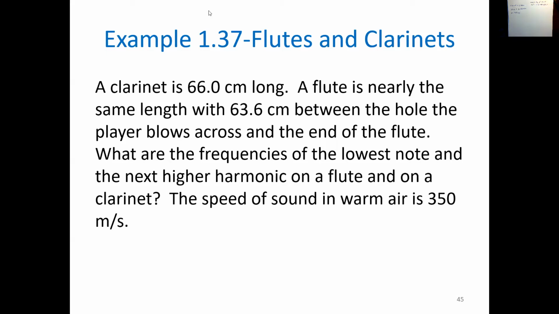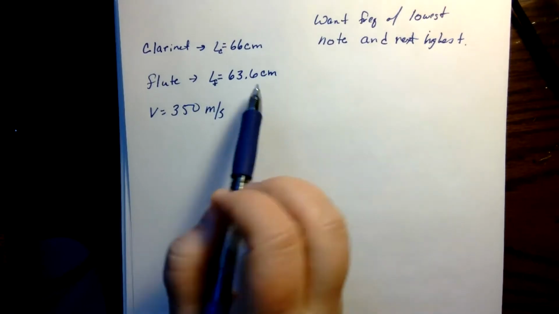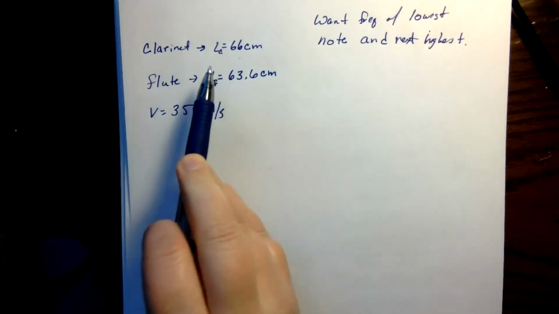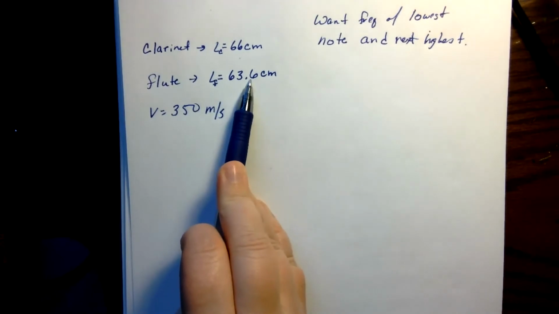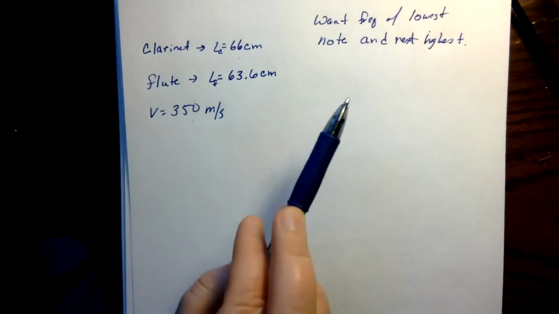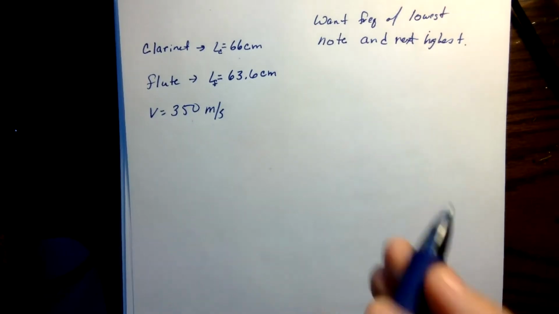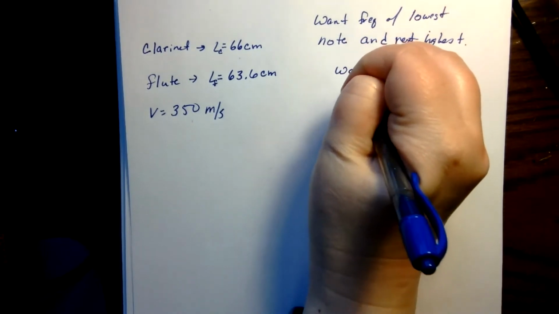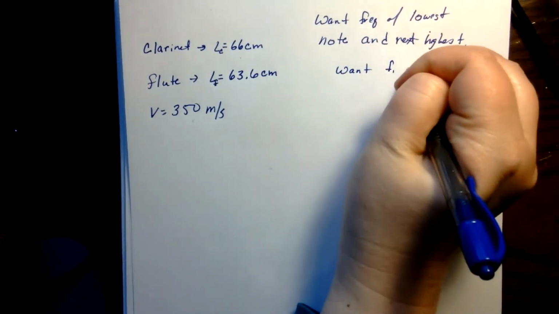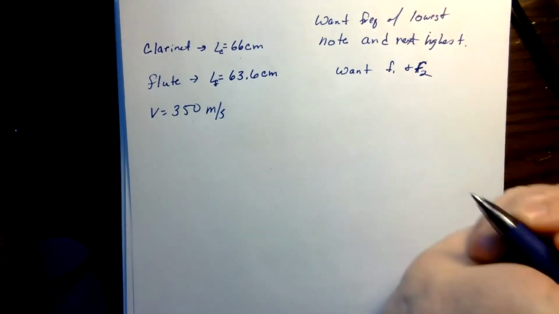Okay, so let's switch that over to the document camera so you can see this. So we said the length of our clarinet was 66 centimeters. The length of our flute was 63.6. And our velocity said it was a little bit warm day, so it's going to be slightly larger. And so we want to know the frequency of the lowest, and the next one. So we're looking for which values of m. We want f sub 1 and lowercase f sub 2, right?